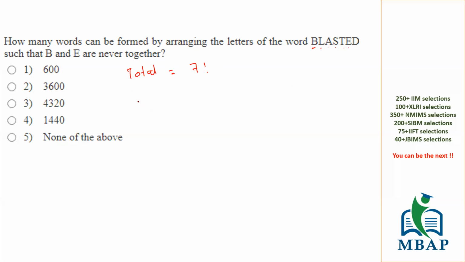So we want them to never be together, right? Never together. So what we'll do is total minus together will give us our answer, right? So together. Basically, you want this B and E to be together.